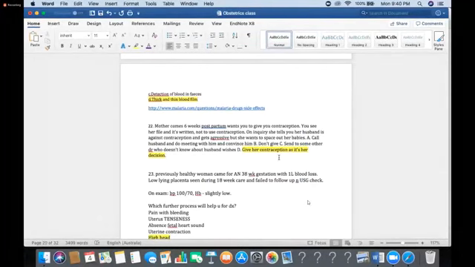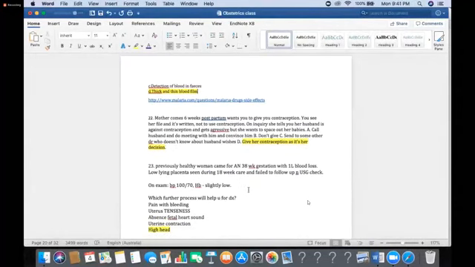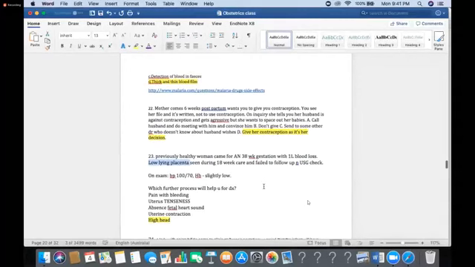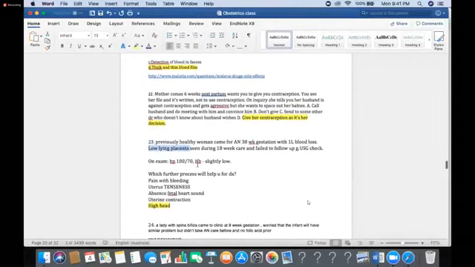Next question. Previously healthy woman came for antenatal at 38 weeks gestation with 1 liter of blood loss. Low-lying placenta. So where do you see low-lying placenta? Placenta previa. It was seen at 18 weeks and then she failed to follow up, and then USG was done. On examination BP is 170, HR is slightly low. Which further finding will help you for diagnosis?